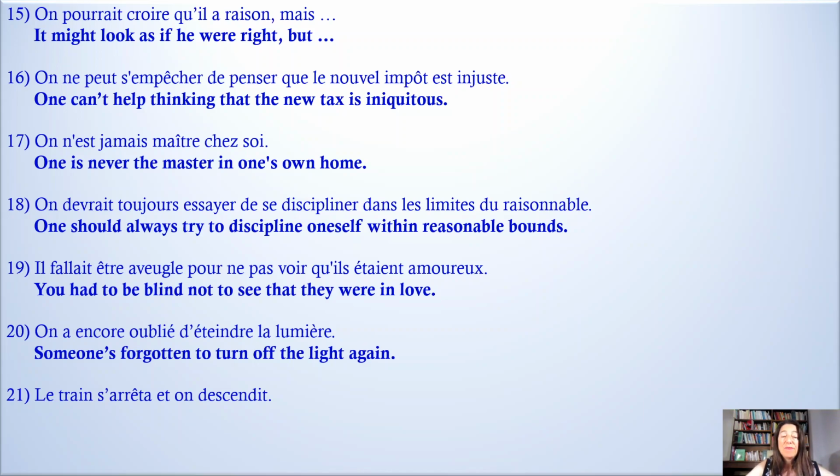Le train s'arrêta et on descendit. Who's on in this case? So is it me and my sister? I don't have any proof of that. And I really need to be sure that on means nous in order to translate on by we. Otherwise, I just avoid it and remain more general. So in this case, the pronoun everyone seems appropriate. The train stopped and everyone got off.